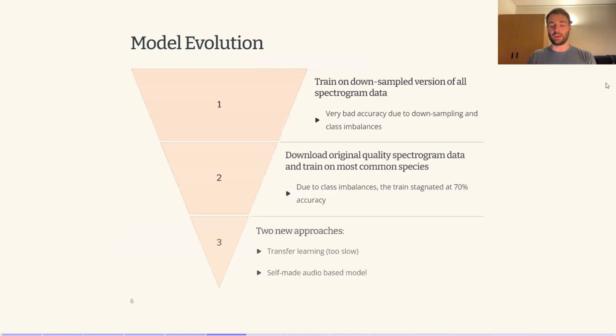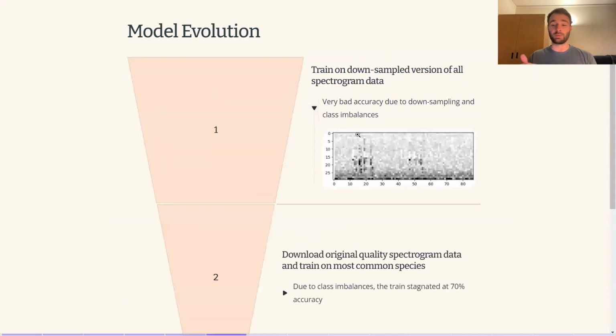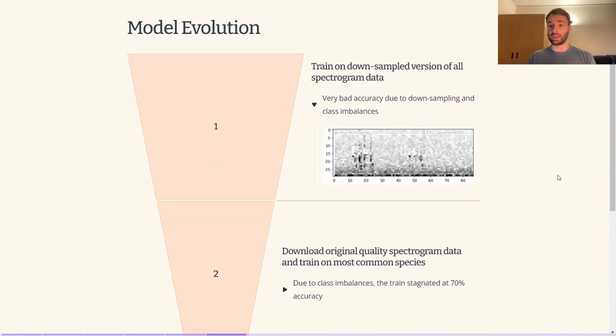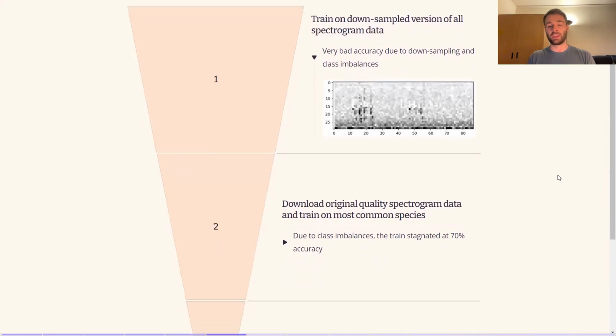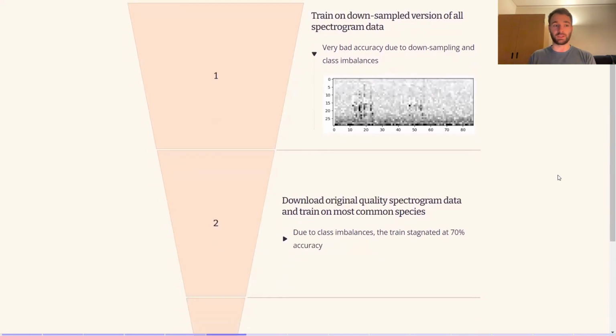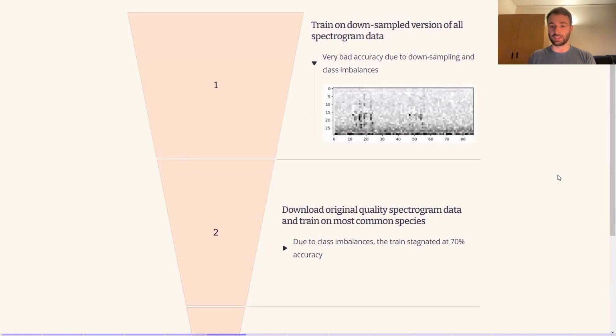So we first started out training on a downsampled version of the spectrogram data that was provided in the original data set. And we downsampled it so much that we lost a lot of the information, which caused very bad accuracy, training accuracy and validation accuracy. And we also learned that it was because of this class imbalance that is inherent in the data set.